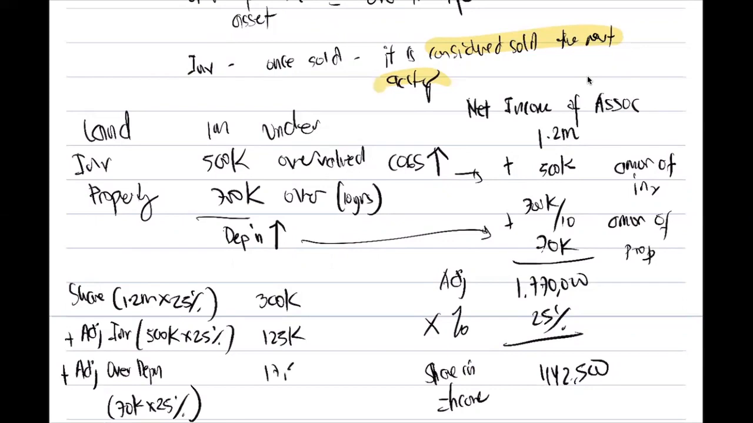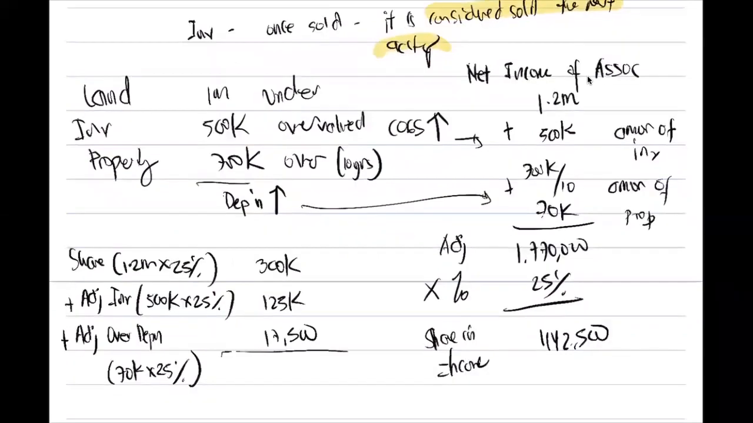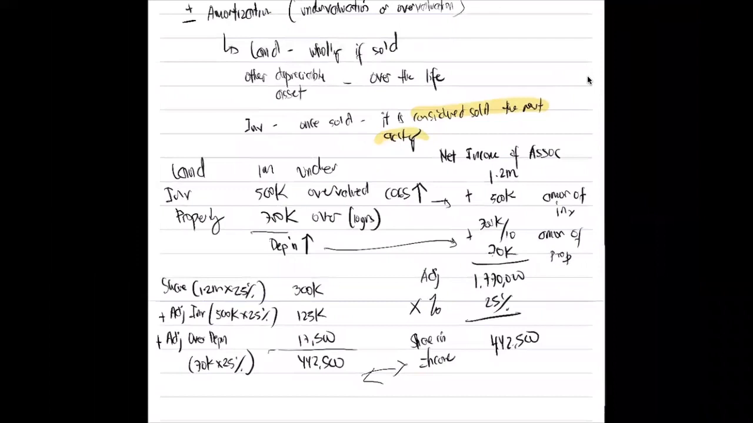So we have here 17,500. So total of 442,500. 442,500. So it's still the same. So again, here what we did is we get the full amount before we affect it on your amortization. Here, we just took the share, which is 25%. So either way, you will still get the same.